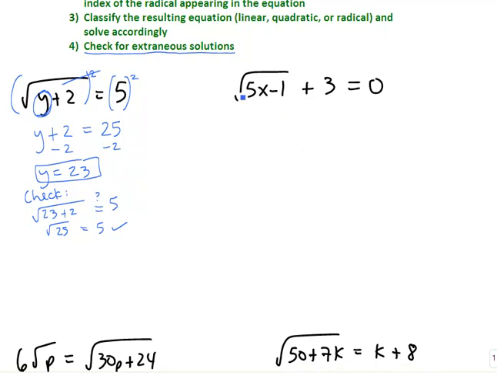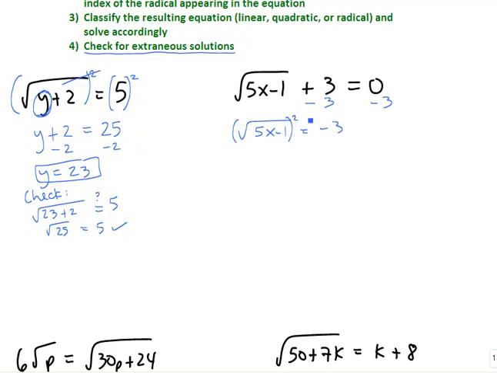On this one, this radical over here on the left side is not considered isolated because we have this plus 3 off to the side. So step number 1 would be to subtract that 3 over to the right side so that we get the radical by itself. Once you have the radical by yourself, then you're going to square both sides.